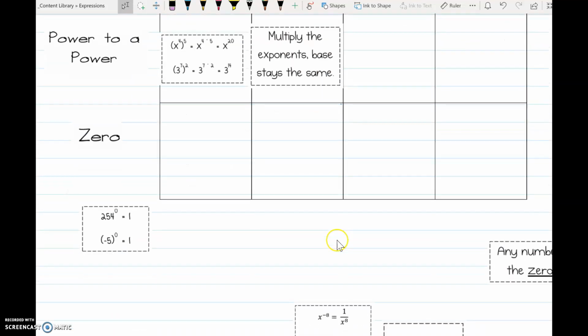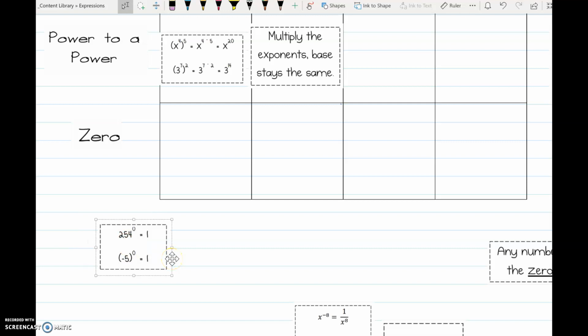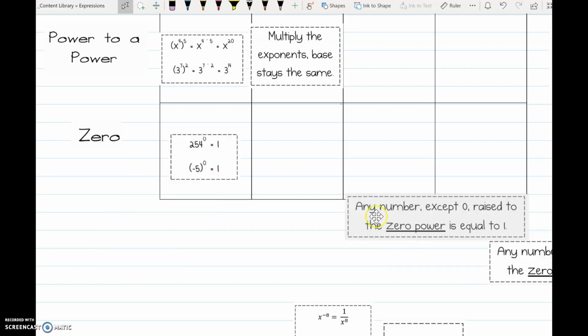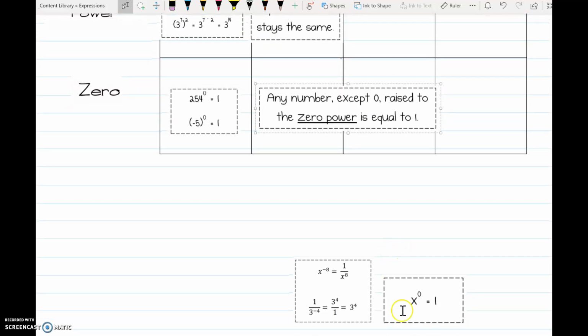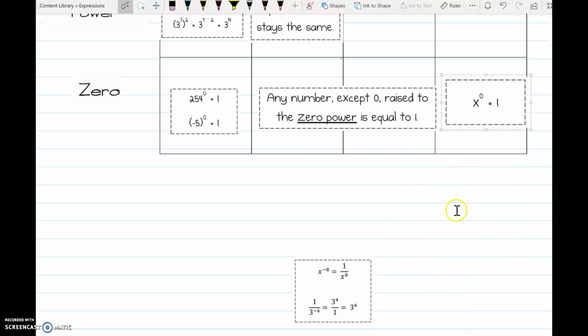All right, now this one we talked about on Tuesday when I was showing you guys when we go up like 5 to the 1st, 5 squared, 5 cubed, we're always multiplying by 5. So when we go backwards, we divide. So anything to that 0 power is going to be 1. And any number except 0 raised to 0 is equal to 1. So here, since that's a long one, it has an extra example, even when we use it for variables.